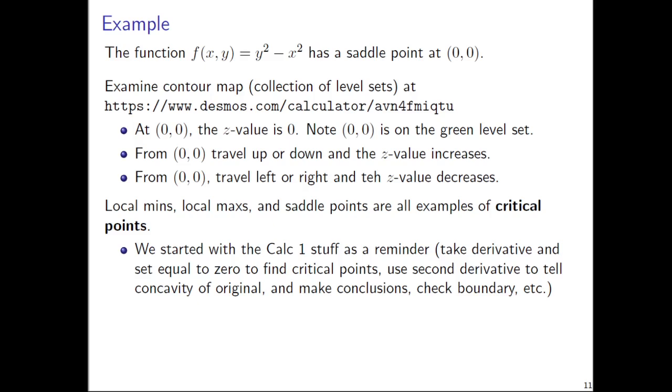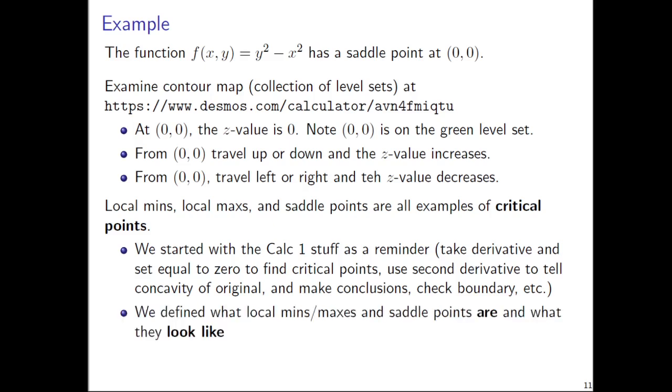So we started with the Calc 1 stuff as a reminder. The reminder for these optimization problems from Calc 1 was, take the derivative, set it equal to 0, find critical points, use the second derivative to look at the concavity of the original, and then make some conclusions, check the boundary. All of these ideas are going to be helpful. So far, we have really just defined what local mins and maxes are and what saddle points are. And we've tried to at least begin to describe what they look like. Now, what we need to do is talk about how we find these things in Calc 3.